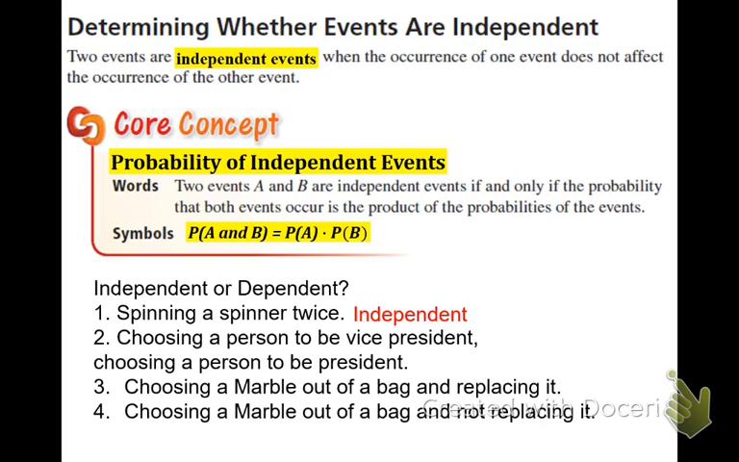Choosing a person to be vice president and choosing a person to be president. Can someone be both? No. So let's say I have these 8 people to choose from. Let's say I choose Grace to be my vice president. That affects who's going to be my president, because can she be my president now? No. So who I pick first will change who I can pick second. That make sense? This one would be dependent, depending on who I picked first and then second. 3 and 4 you're going to see a lot, because I don't know if you've noticed yet. Probability, there are a lot of spinners, dice, and marbles.